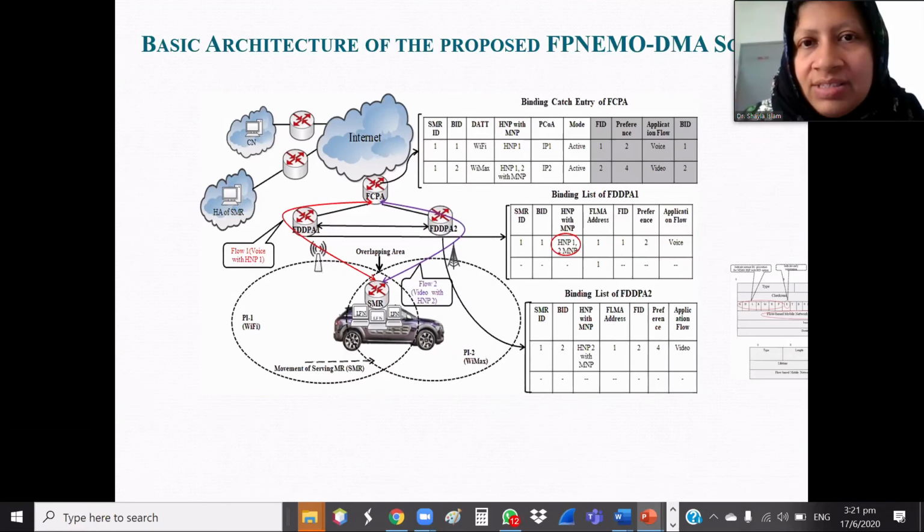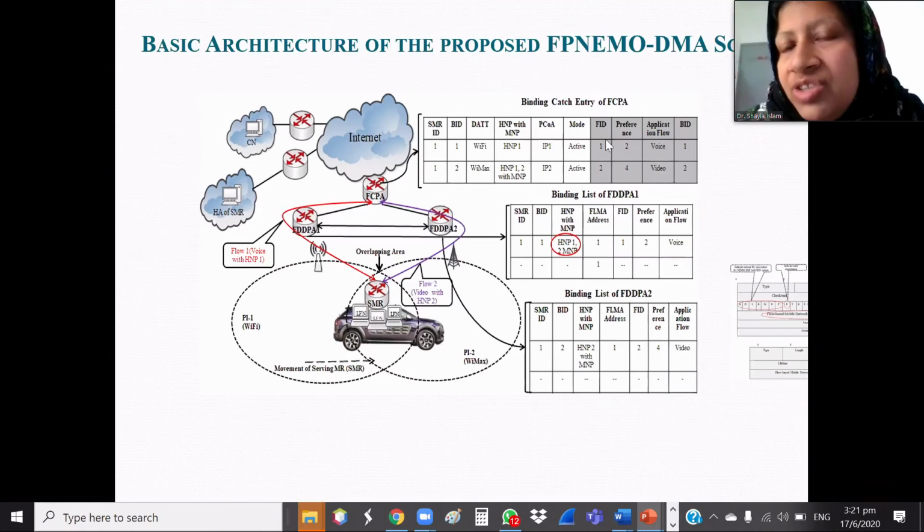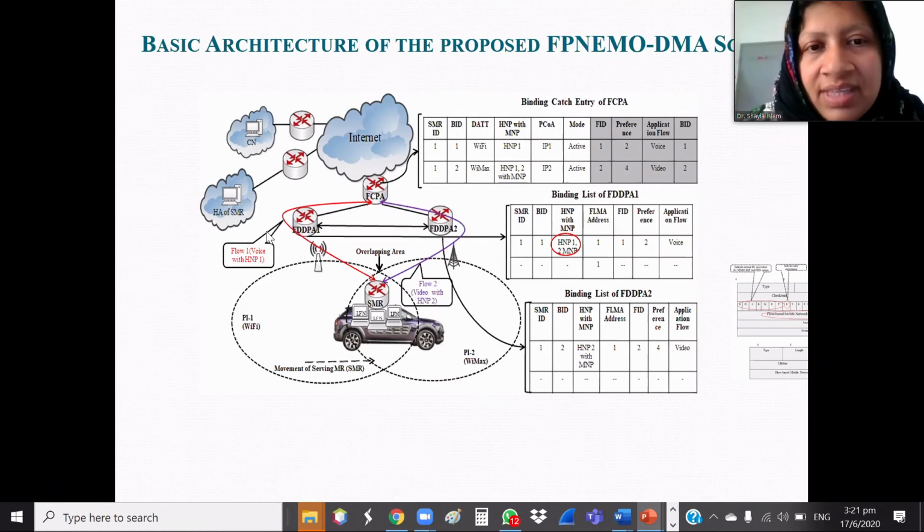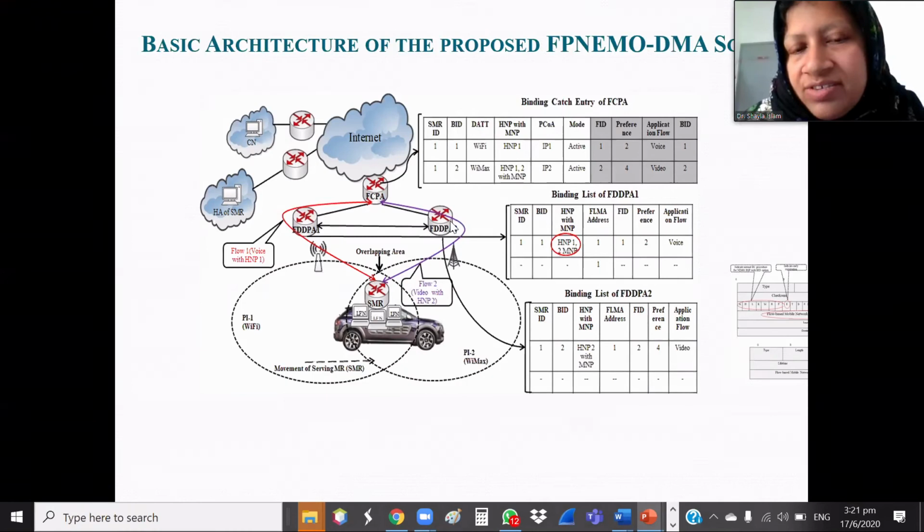Here, if we change something in the binding cache entry, in this format we need to change a few bits. Based on that, yes, it is possible if they are connected with both access technologies at the same time, meaning they are connected with Wi-Fi as well as WiMAX. If these are reachable, we can see here flow one and flow two, meaning if we have two applications running using these two access technologies at the same time, it is possible to minimize the delay during this inter-technology handover time.